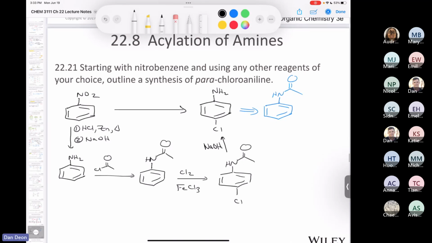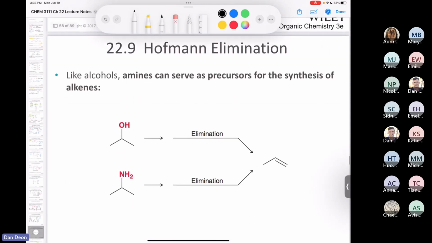All right, let's take a look at a couple more reactions, and then we'll probably call it a day after that. So next, we're going to cover what's called Hofmann elimination. And I know you know all about Hofmann and Zaitsev. We covered that way back in Chapter 7 of Organic Chemistry 1, but I want to give you some more details about what Hofmann elimination originally was. It says, like alcohols, amines can serve as precursors in the synthesis of an alkene.